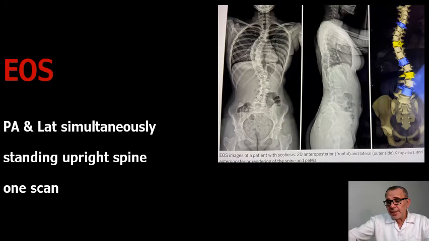The EOS is simply a double X-ray, one from the front and one from the side. But the advantage is, instead of taking the AP separately on the regular, traditional, conventional X-ray, and then taking the lateral view shot, these two shots go together simultaneously, AP and lateral.